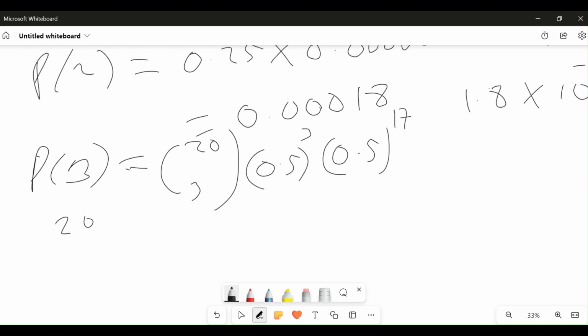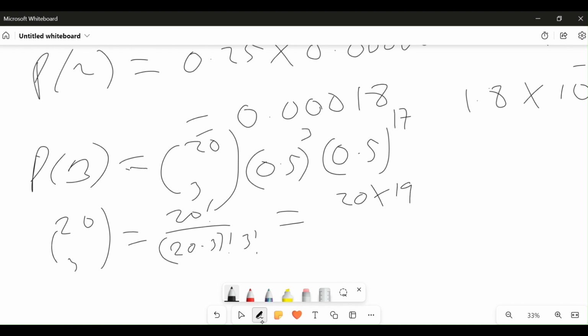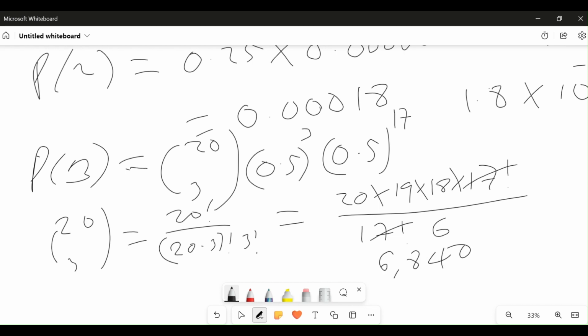Now 20 combination 3 would be 20 factorial all over 20 minus 3 factorial times 3 factorial. So this will be 20 times 19 times 18 times 17 factorial all over 17 factorial times 3 factorial. 3 factorial is 3 times 2 times 1, that would be 6. This cancels this. So what is 20 times 19 times 18 by our calculator? It is 6840, divided by 6, and that will be 1140.